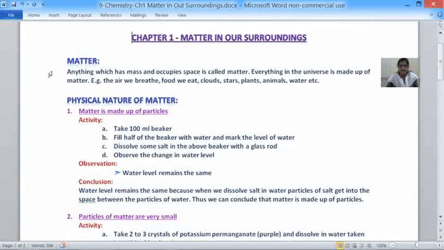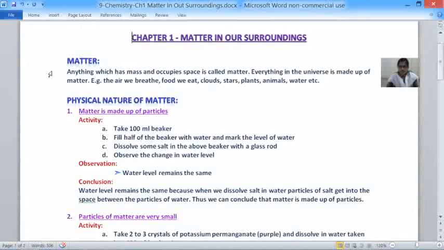We have to take a 100 ml beaker, fill half of the beaker with water and mark the level of water. Dissolve some salt in the above beaker with a glass rod. Observe the change in the water level. So in this activity, we take a 100 ml beaker, fill half of it with water, then dissolve a spatula or a spoon of salt into it, stir it nicely with a glass rod and observe the change in the water level.